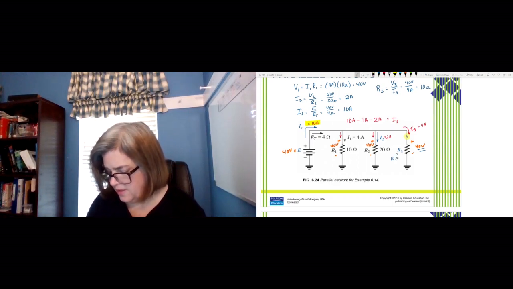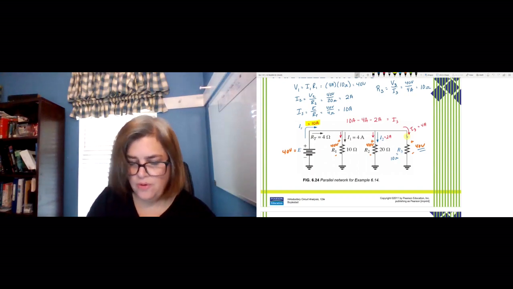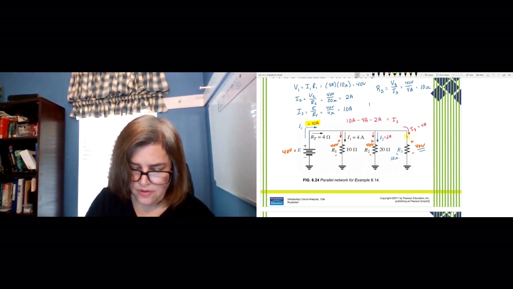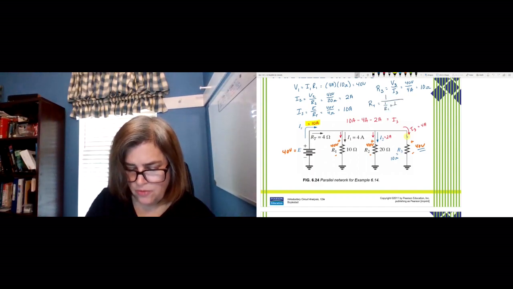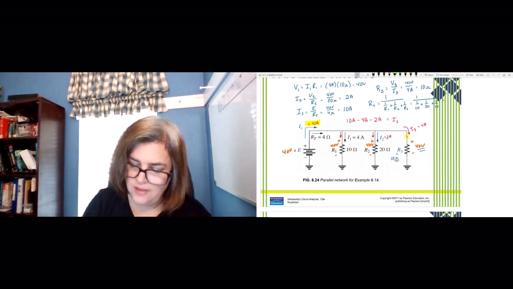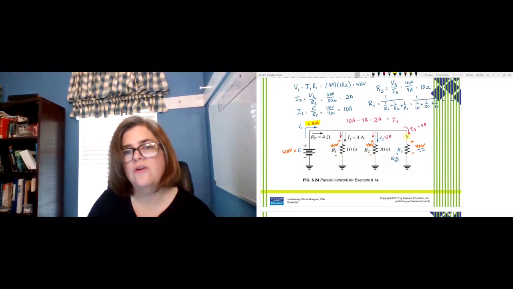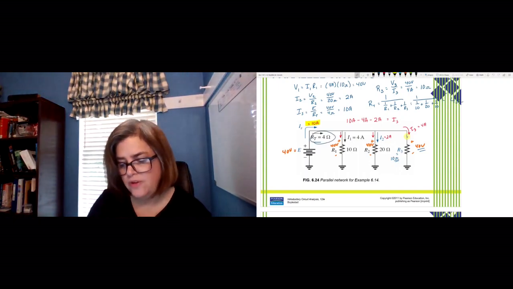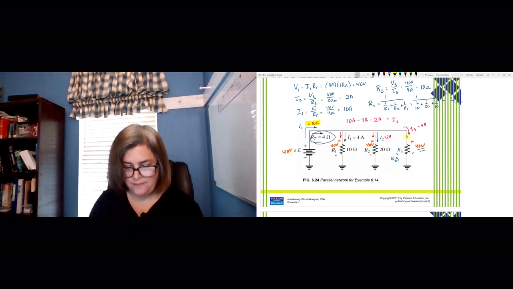Now, is there a way to check this? Absolutely there is. Remember, RT should be 1 over R1 plus 1 over R2 plus 1 over R3. So if you plug in the 2 known resistors and then our third resistor that we just found, you should get 4 ohms that we have here for RT. And we do. That actually does work out.